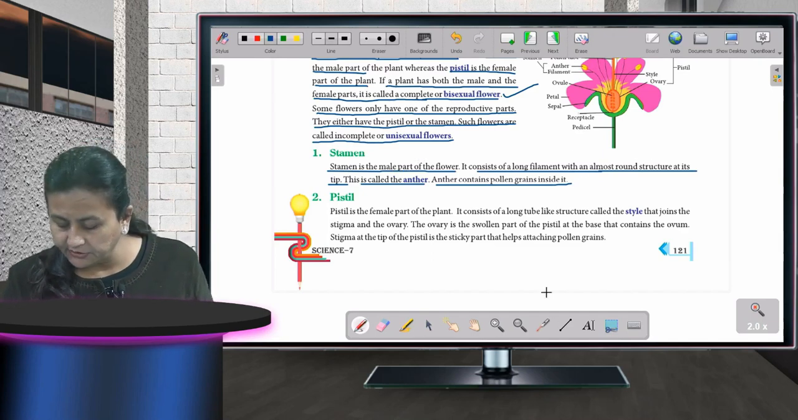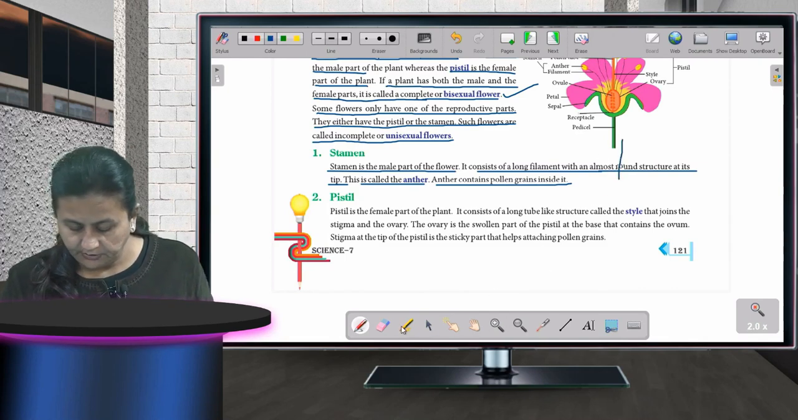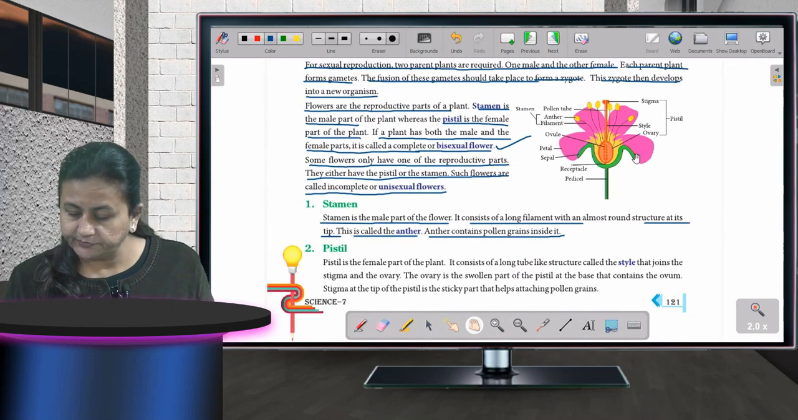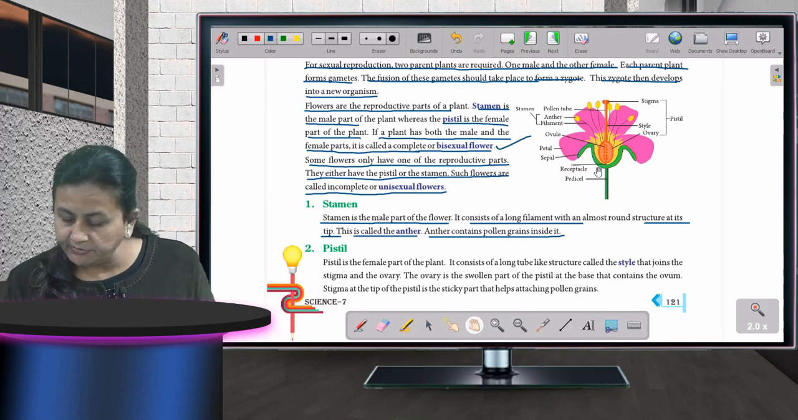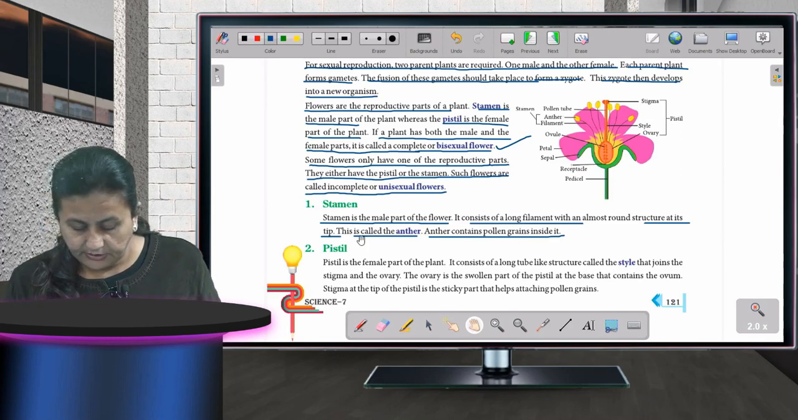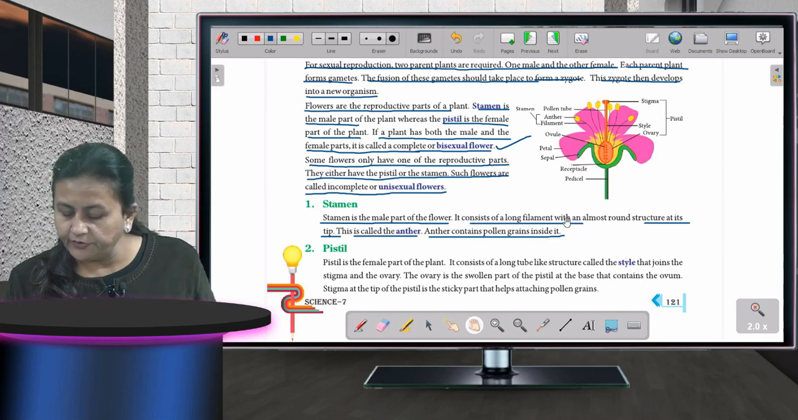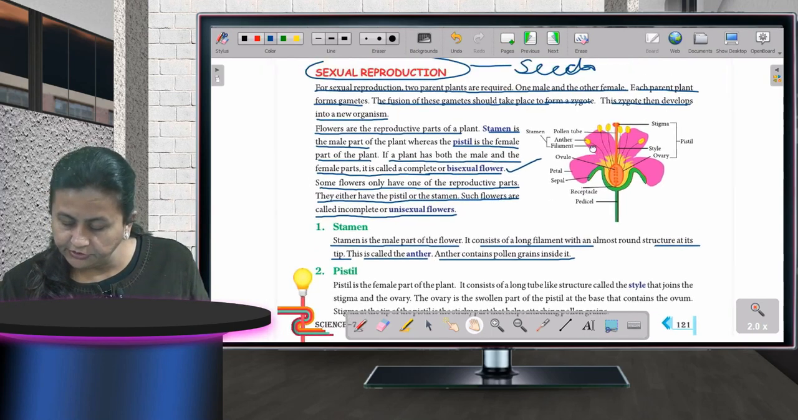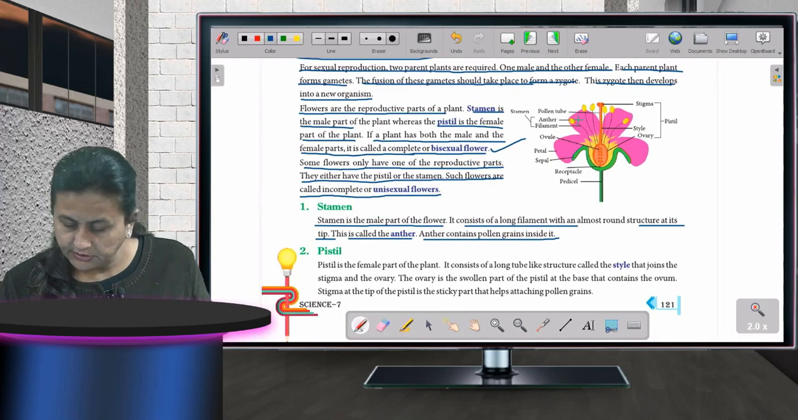See, you can see in this diagram also over here. You can see over here also. See, the flower is there. I told you about stamen. Where is the stamen? Here. See, stamen is the male part of the flower. It consists of a long filament and an almost round structure. It is called the anther. Here, you will find it here. You can see on your screens. This anther is here. Okay.